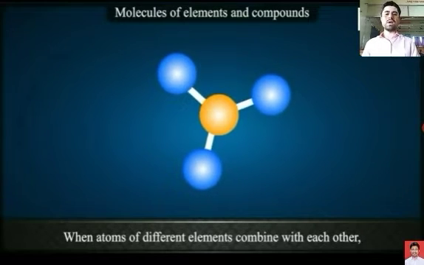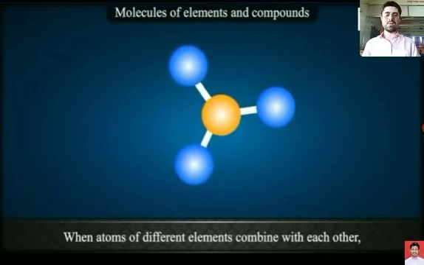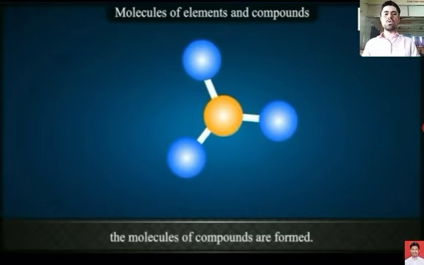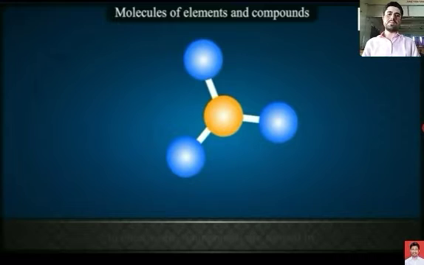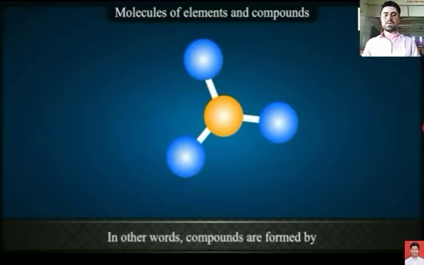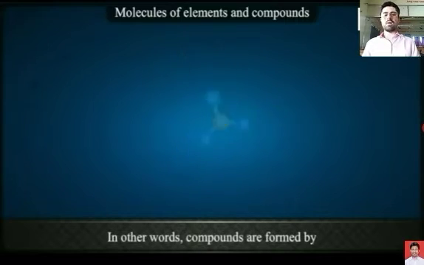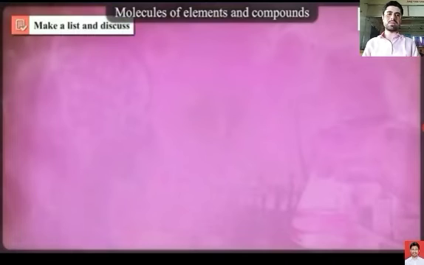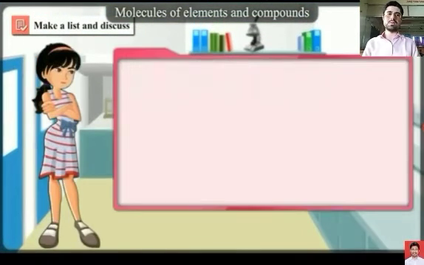When atoms of different elements combine with each other, the molecules of compounds are formed. In other words, we can also say that compounds are formed by chemical attraction between different elements. Compounds are formed due to the chemical attraction between different elements.